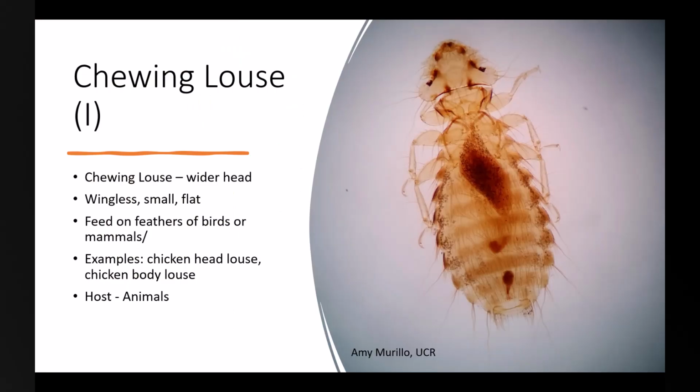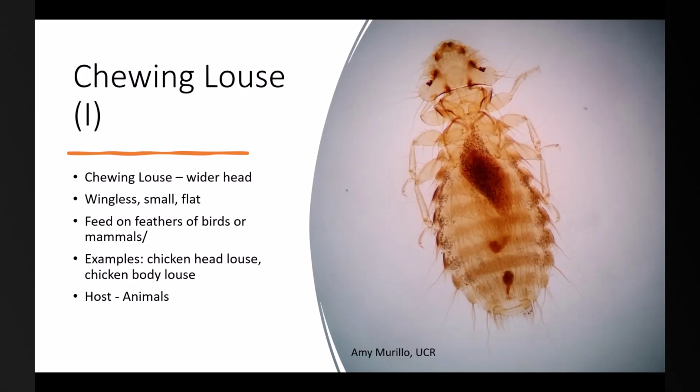Chewing lice need to be known by intermediates and seniors. We have grouped chewing lice. It used to be chicken head louse, but we now are just calling all of these chewing lice, and you don't need to differentiate the type of chewing louse. Examples of chewing lice include chicken head louse or chicken body louse.